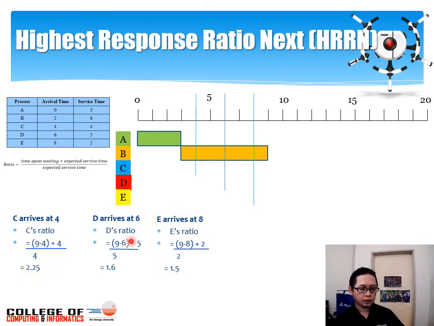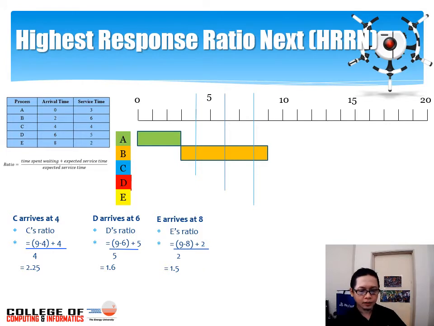And then for D, this ratio is 9 minus 6, which is the arrival time for D, plus 5, which is the service time for D, divided by 5, which is the service time for D. And we get this number, 1.6. And then for E, 9 minus 8, the arrival time for E, plus 2, which is the service time for E, divided by 2. Then you will get this number. So between 2.25, 1.6, and 1.5, which process will get picked for the next in line for execution?